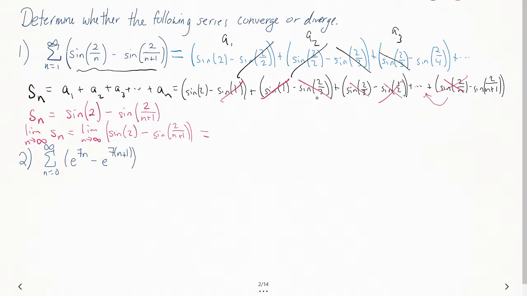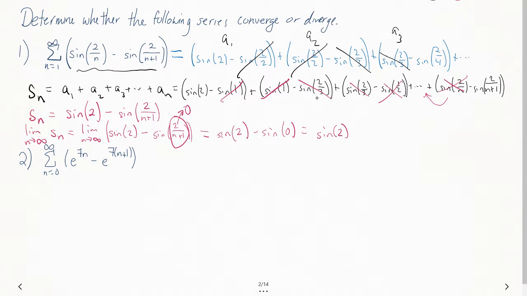Okay, so where do we go from here? Well, limit as n goes to infinity, this whole shindig right here goes to 0. So we have sine of 2 minus sine of 0, which equals just sine of 2.